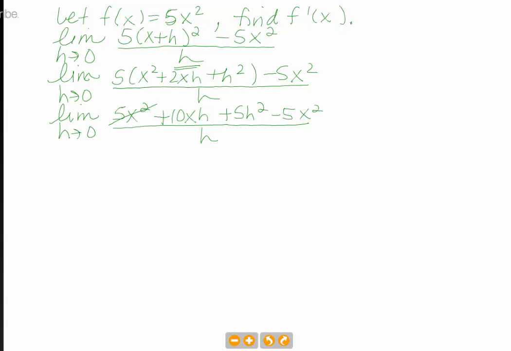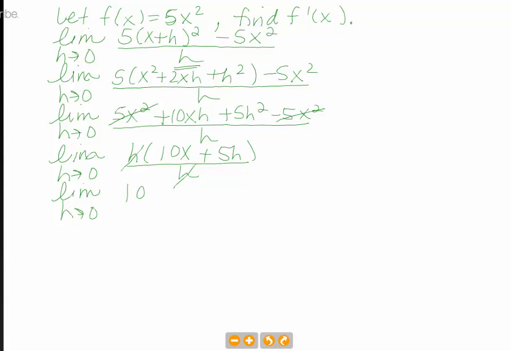And now nicely, these 5x squareds can cancel. My next step is I'm going to take out an h. I like to do that because then the h's can cancel at the bottom. So the h's are going to cancel, and now I can actually plug in 0 for h. I'm just going to end up with 10x. So I'm going to say that f prime of x is 10x.